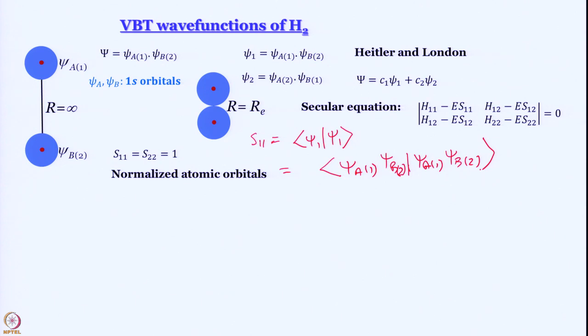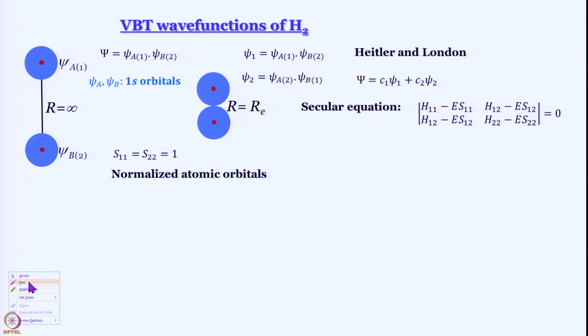Now, I hope with all our previous discussions of atoms, it is not very difficult for us to see that this is really a double integral, one in coordinates of electron number 1, one in terms of coordinates of electron number 2, and I can write it conveniently as a product of two single integrals, one in terms of 1, one in terms of 2. So, I get psi a1 multiplied by psi b2, very simple. And as these 1s orbitals themselves are normalized, we get that this is equal to 1, this is also equal to 1. Not very difficult to understand. In fact, I will just erase this. So, one thing is out of the way, S11 and S22 are both conveniently equal to 1.